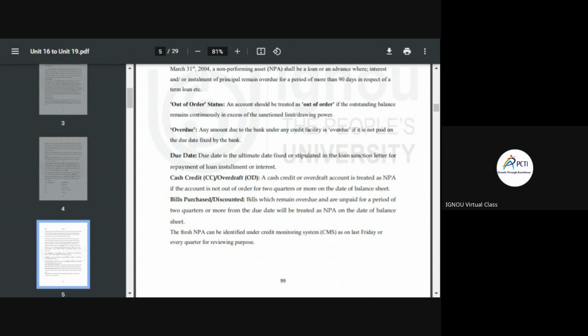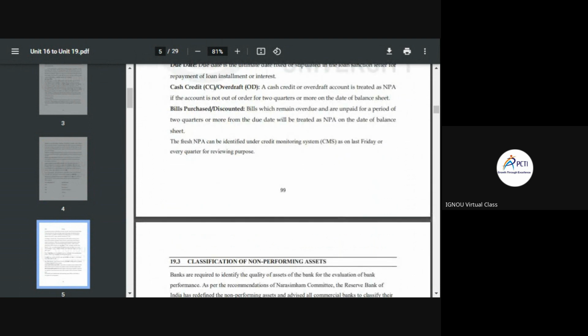Next one is overdue. An amount due to the bank under any credit facility is overdue if it is not paid on the due date fixed by the bank. The due date is the date fixed or stipulated in the loan sanction letter for repayment of a loan installment or interest.